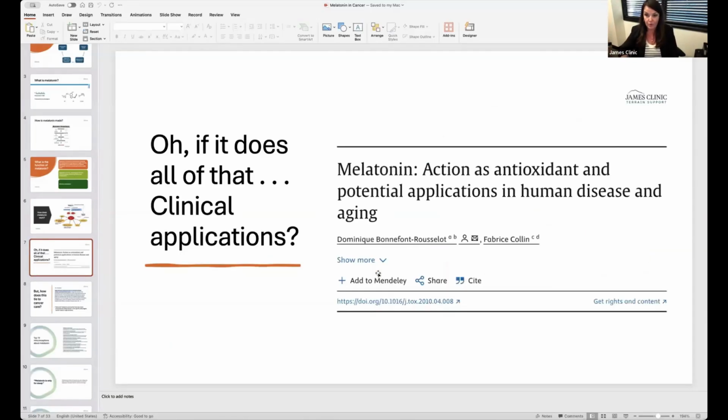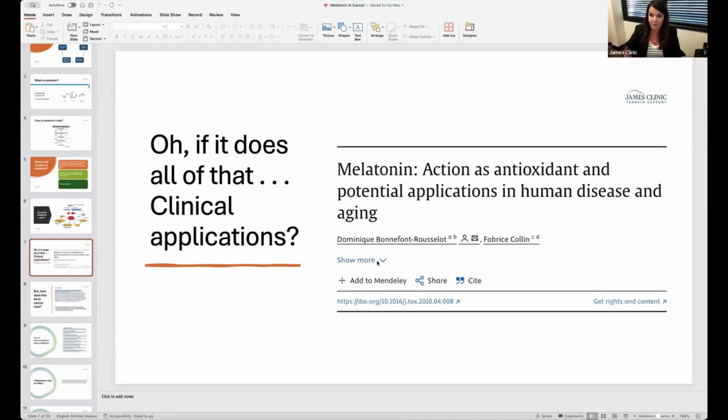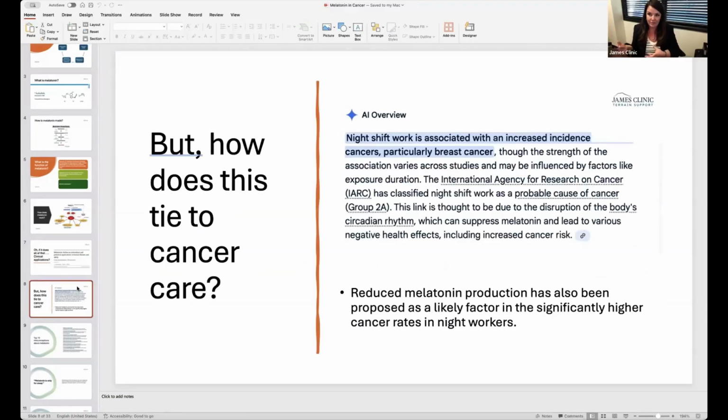So if it does all of those things, shouldn't we be using it clinically more often? And this is a paper that says, yes, basically we should. Again, in the areas of longevity, in oxidative stress, in chronic disease management, and always cancer is tucked into that. But how does this specifically tie to cancer care?